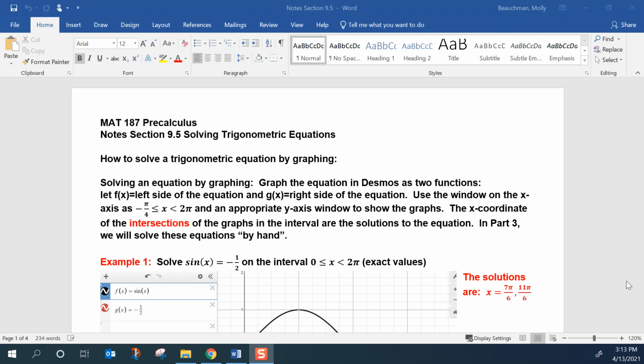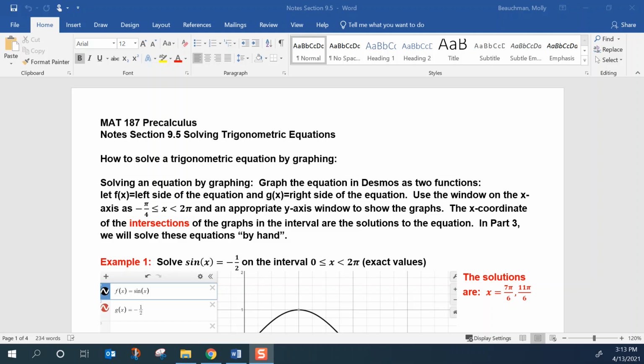So to solve an equation or any equation by graphing, graph the equation in Desmos or on a graphing calculator as two functions. Let f of x equal the left side of the equation and g of x equal the right side of the equation. So we're going to graph trigonometric equations.